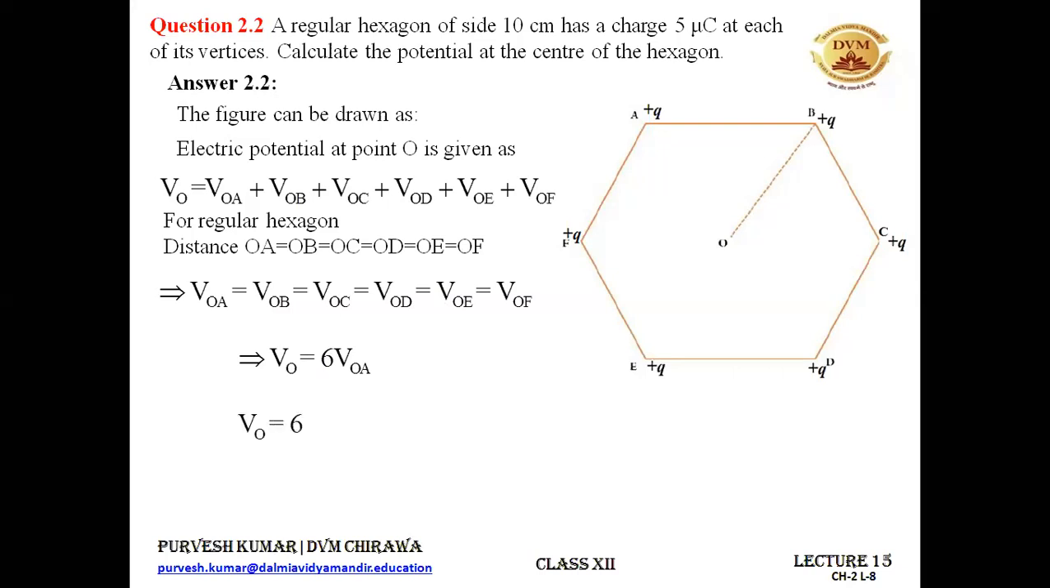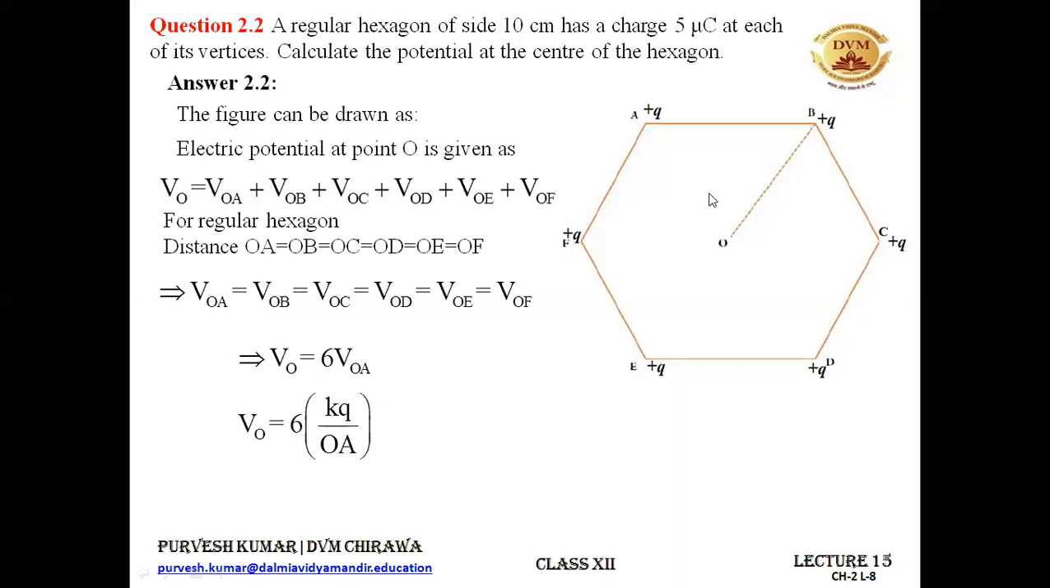All right. So you'll be having this one. V naught is equal to 6 KQ upon OA. Value of K you know, that is 9 into 10 to the power 9. Q value is given in the question, that is 5 into 10 to the power minus 6.